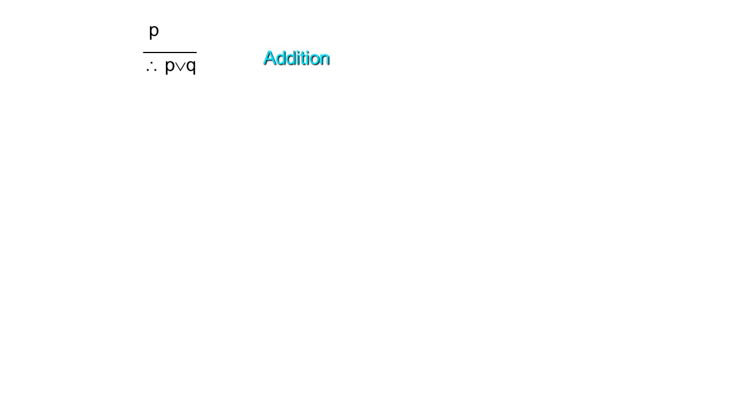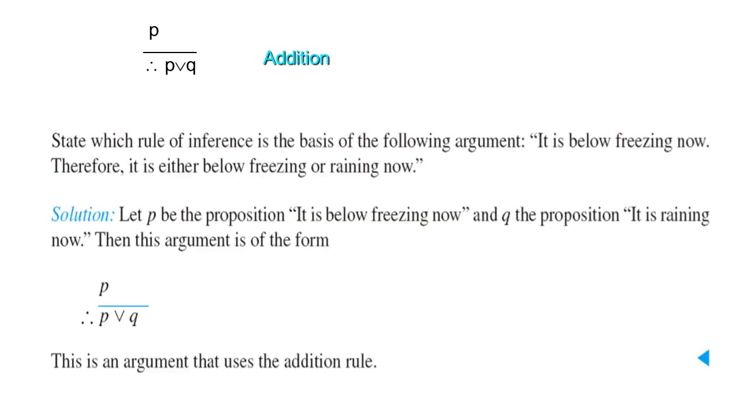It is addition's law. Now there is an example. It is below freezing now. Therefore, it is either below freezing or raining now. Let P be the proposition "it is below freezing now," and Q the proposition "it is raining now." Now, this argument is of the form P or Q. Since the two sentences are connected with the OR operator, hence P or Q. This is an argument that uses addition's rule.